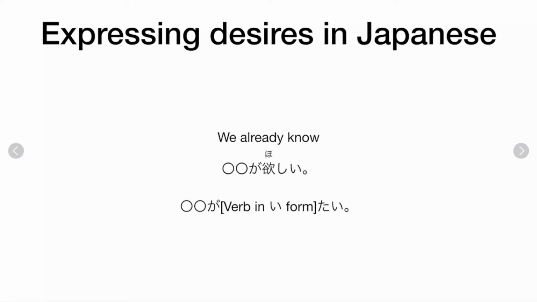So, how do we express that you want something in Japanese? So we have two ways to do this. Okay, we have marumaru ga hoshii, and hoshii is an adjective. It's an i adjective specifically. Or we can say marumaru ga, your verb in stem form, and this verb ending tai. This one is new. This one I think we've seen before.